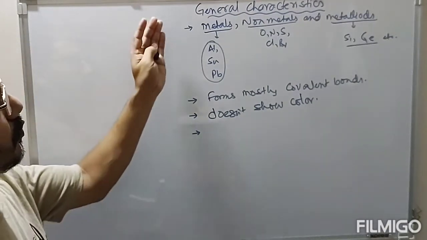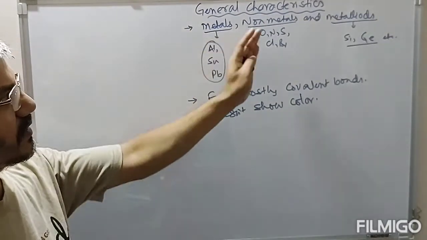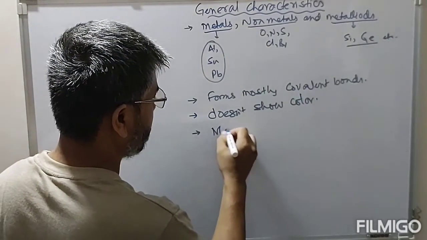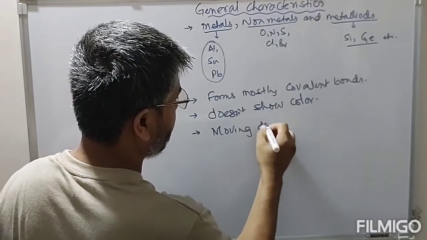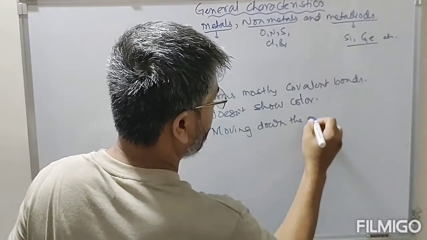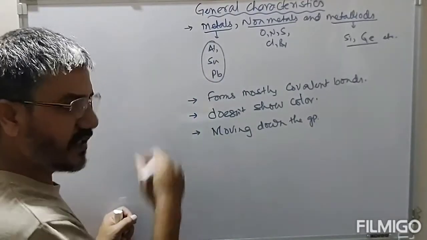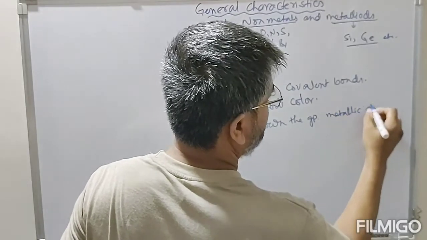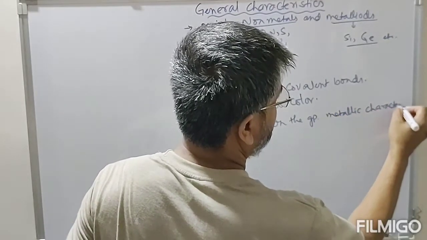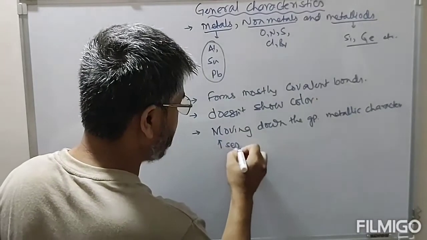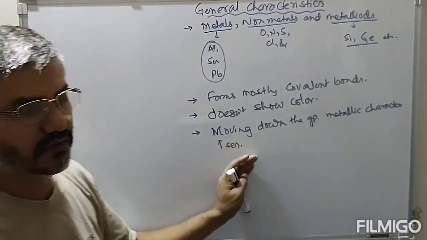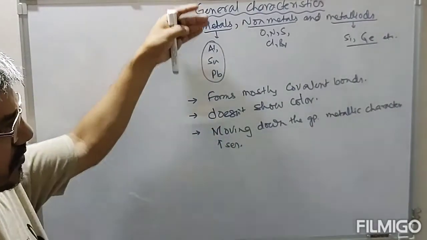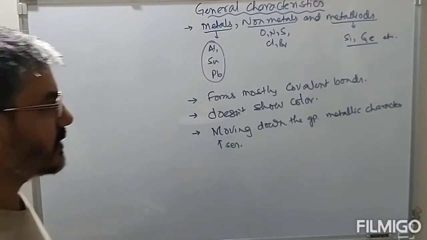Now, considering these metals, non-metals or metalloids, moving down the group, in any particular group, metallic character increases. Metallic character increases in any particular group, whether it is group 14, 15, 16 or 17. In any group, when we move from top to bottom, the metallic character increases.